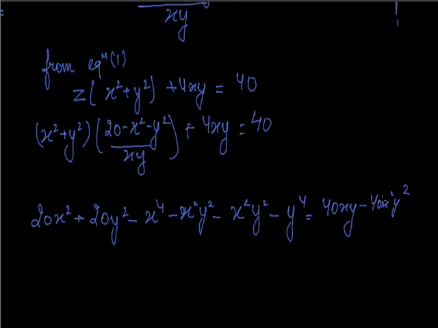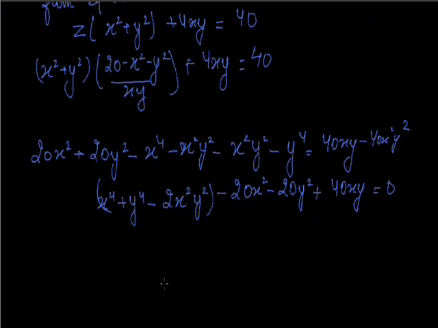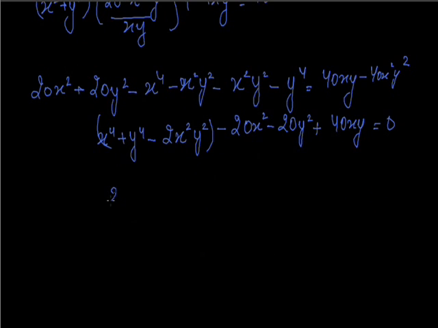Okay, so equating all the coefficients to the RHS, we will write x to the power 4 plus y to the power 4 minus 2x square y square. All are sent to the right-hand side: 20x square minus 20y square plus 40xy equals 0. So what will this say? This is a square. We can write it like x square minus y square, whole square.